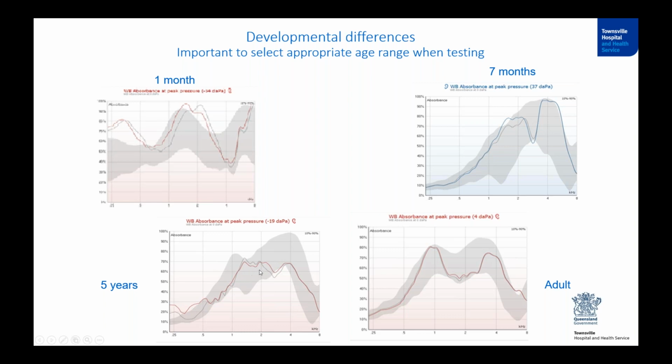And then by about 7 to 10 years, the adult pattern would have been reached, even after some very slight subtle changes. So it is very important to use the age-appropriate or normative measures when we are assessing the wideband absorbance. Age is a major factor that we need to consider.